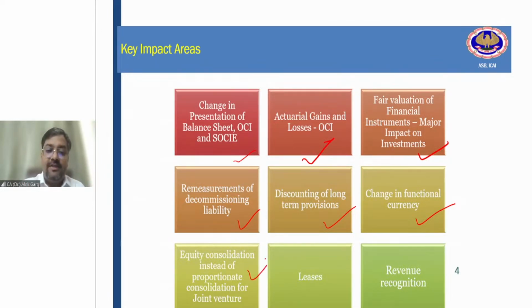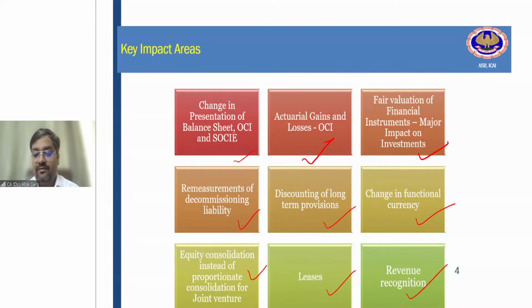Equity consolidation instead of proportionate consolidation for joint ventures. You are aware that in IGAAP, joint ventures are consolidated using the proportionate consolidation method, but in Ind AS, joint ventures are consolidated using the equity method. Leases: you are aware that under Ind AS 116, from the lessee perspective, all leases are required to be capitalized in the books of accounts, which is the right of use asset and lease obligation.